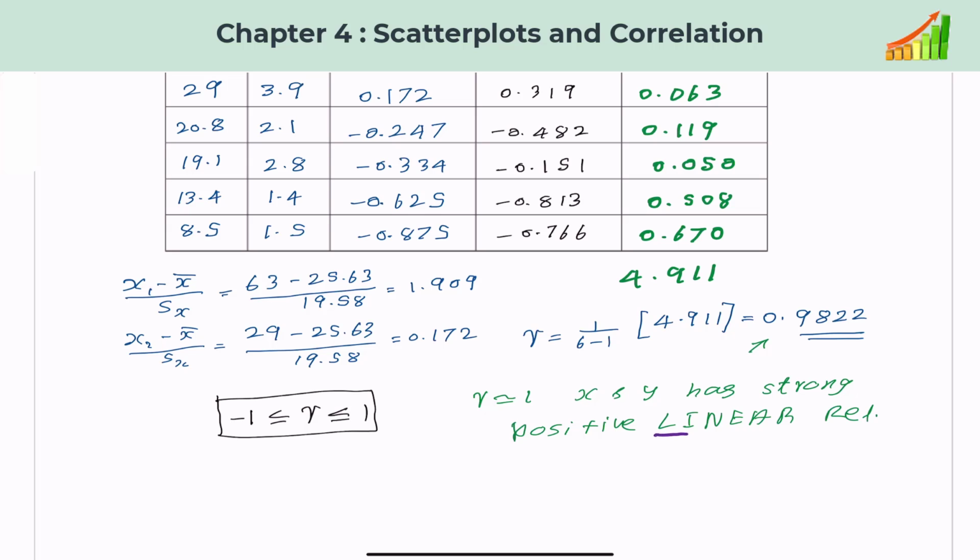Here, linear is very important. Why? R explains only linear relationships.